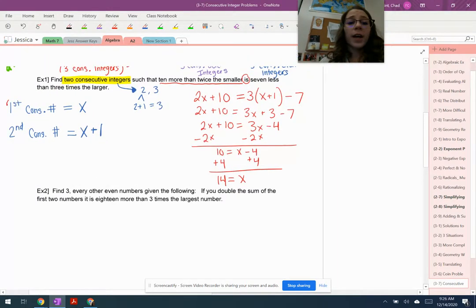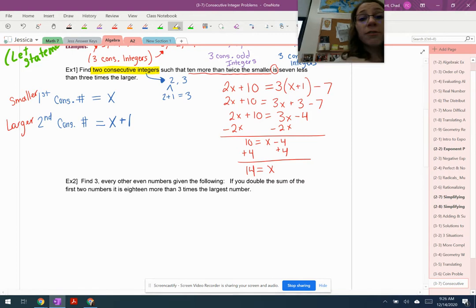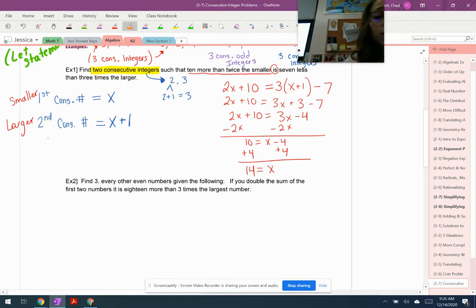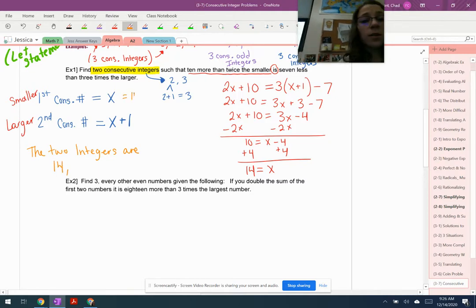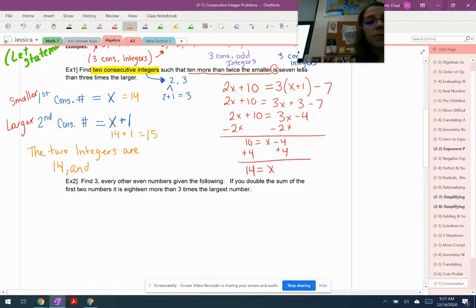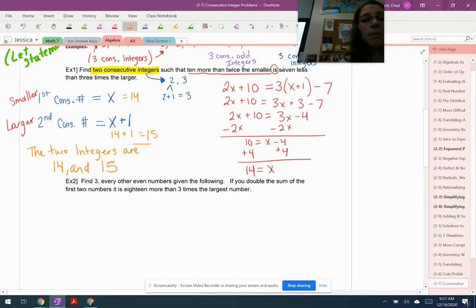So find two consecutive integers. I've only found the first one. So the two integers are 14, and then whatever 14 plus 1 is, which we all know is 15. Boom.